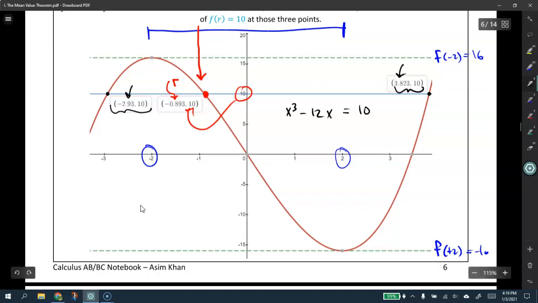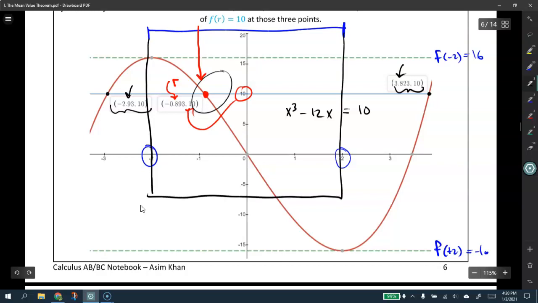But they were specifically interested in only a value between -2 and +2, and we have proven that such a value exists, and it's right over here. So we can ignore the -2.93 and the 3.823, right? It's irrelevant to us because we've gotten the point across.